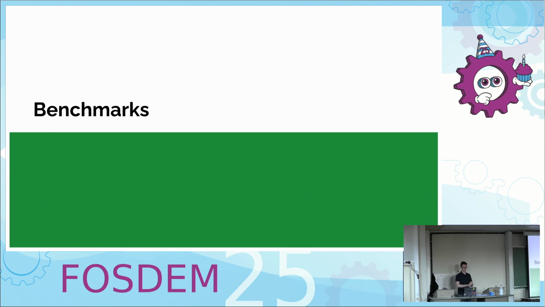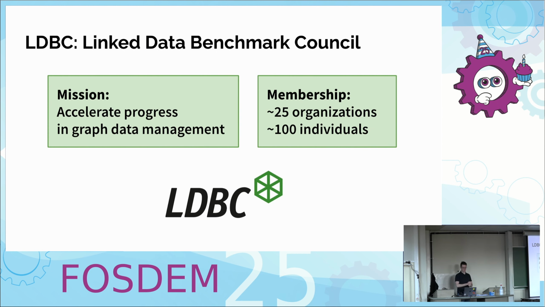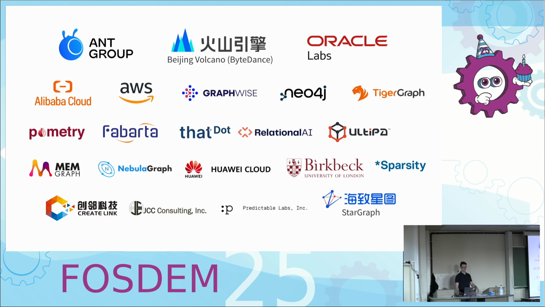So I promised that I will talk about benchmarks. I have been a long-standing member of the LDBC, the Linked Data Benchmark Council, which is a non-profit with the mission to accelerate progress in graph data management. LDBC has a membership of about 100 individuals, mostly researchers and practitioners, and also 25 organizations. Who are those? Well, we have a bunch of different categories here. We have traditional vendors like Oracle, we have AWS, graph database vendors like Neo4j, TigerGraph, the Ant Group, Alibaba, and a bunch of other companies from hardware, from cloud, and databases, and also academic institutes.